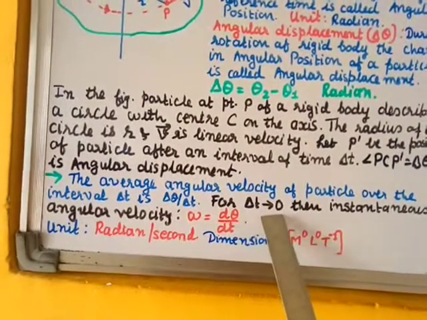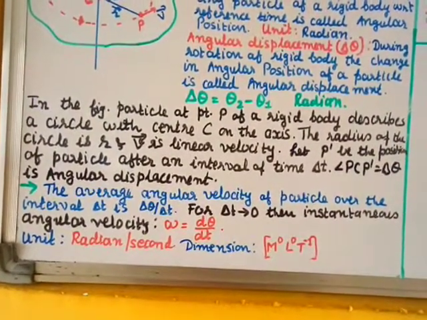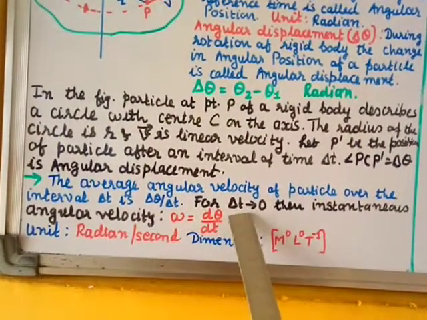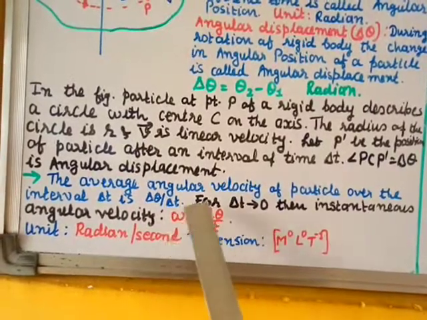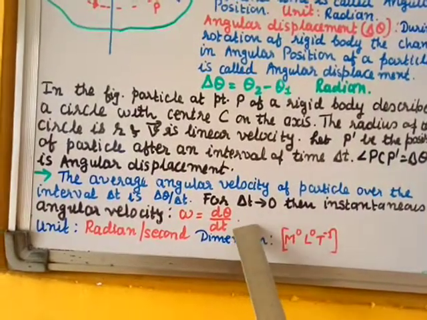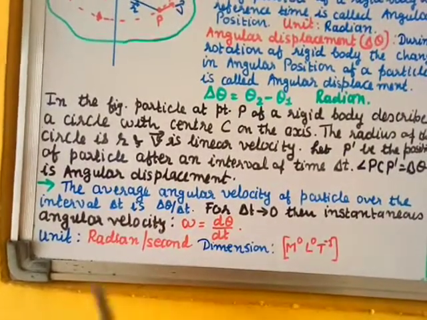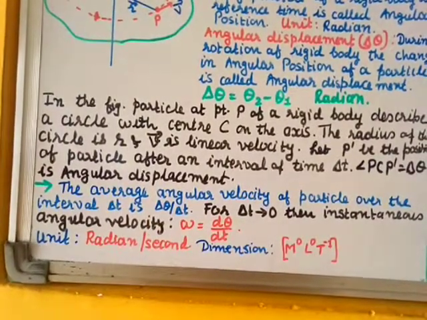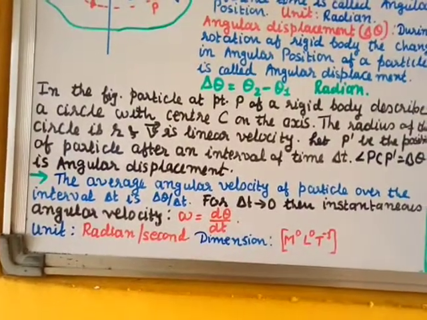Now suppose you take delta t tends to 0, then we get the instantaneous angular velocity, and that symbol we use is omega equal to d theta by dt. So this is the angular velocity given as omega is equal to d theta by dt, right? When we take the time limit tending to 0, we get the instantaneous angular velocity as omega equal to d theta by dt.